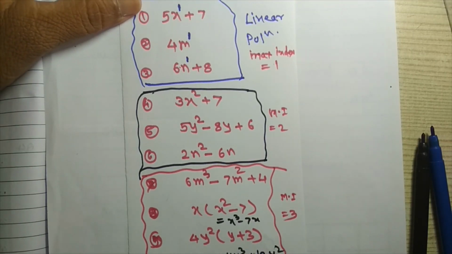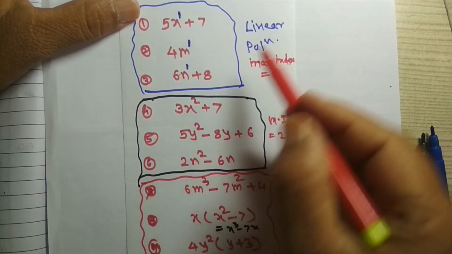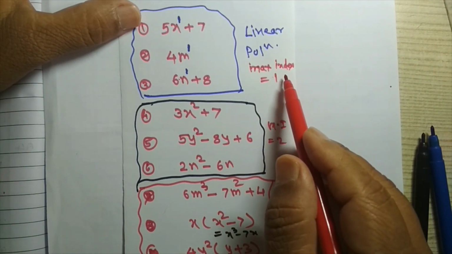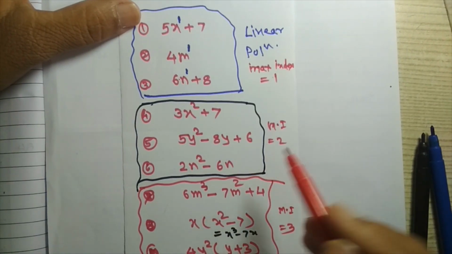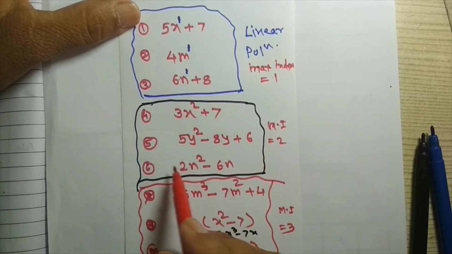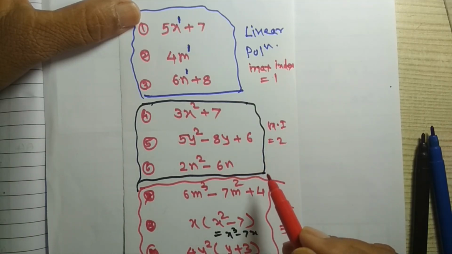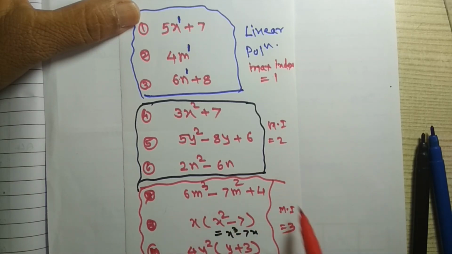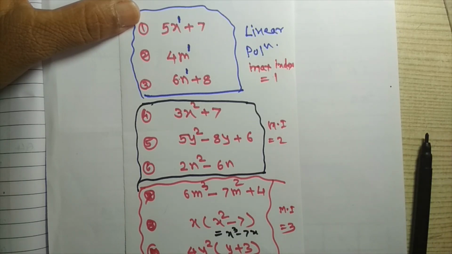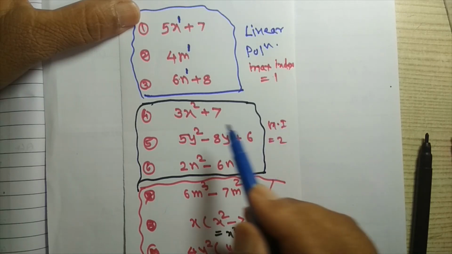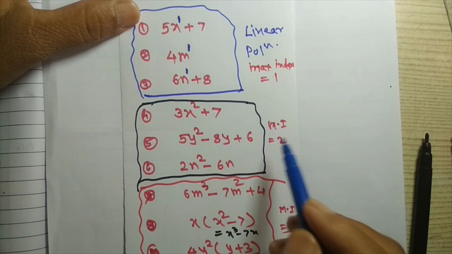But we have to see here, first one is a linear polynomial because the maximum index will be 1. Second case, the maximum index will be 2. And in the third case, the maximum index will be 3. Today we have to see such type of polynomials in which the maximum index will be 2.